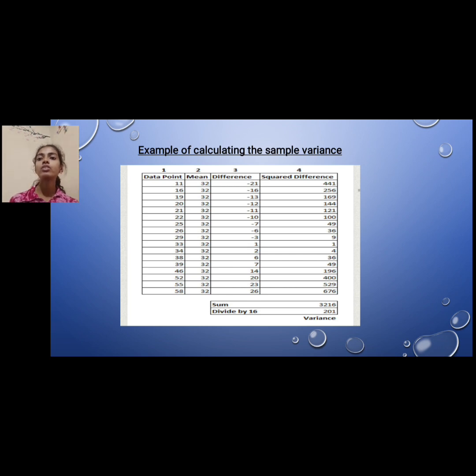The variance is 201, and because the calculation used squared differences, the variance is in squared units rather than the original unit of the data. Higher values of the variance indicate greater variability. There is no intuitive interpretation for specific values.